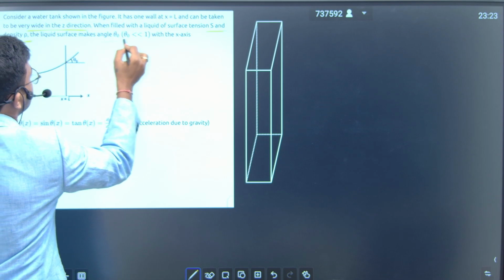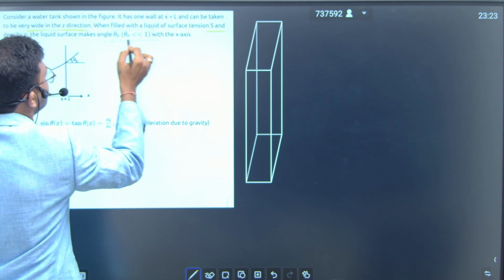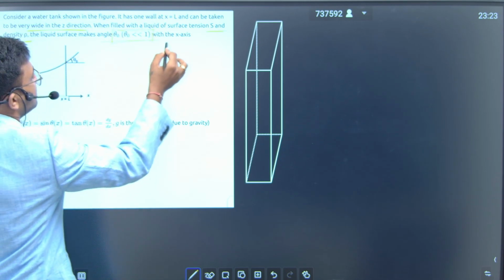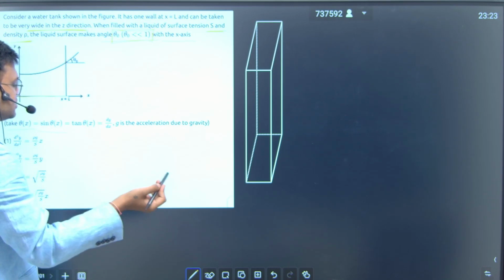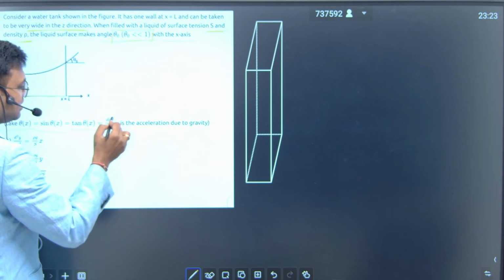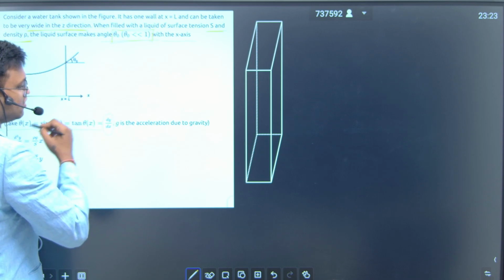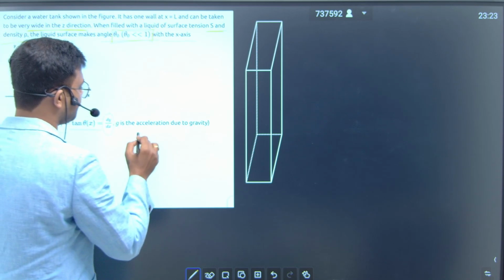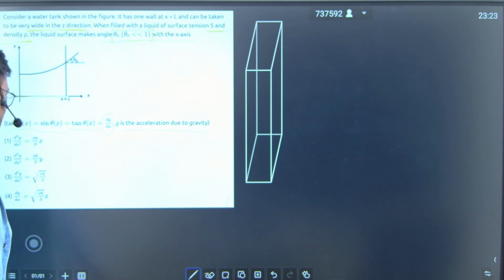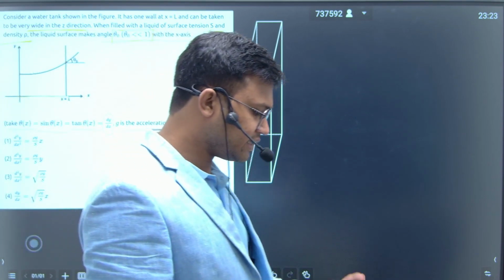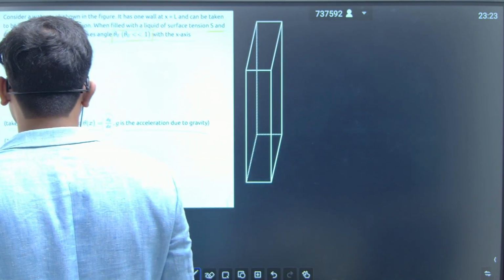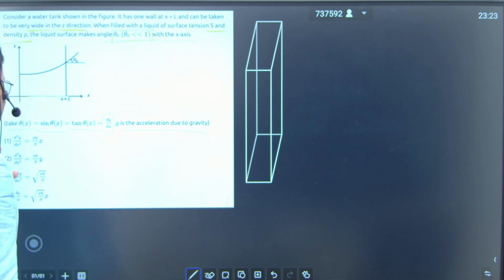The liquid surface makes an angle theta naught, which is very small, with the x-axis. So theta can be written as sine theta, which is approximately tan theta, and tan theta is dy by dx, that is the slope. g is the gravitational acceleration, and here we have the options. What we have to find is d2y by dx square.